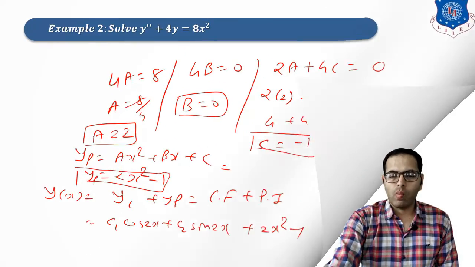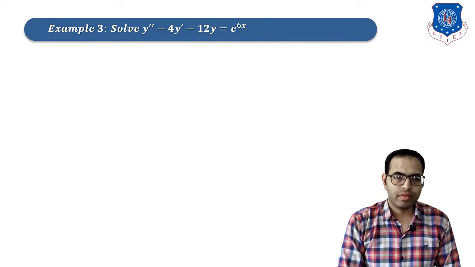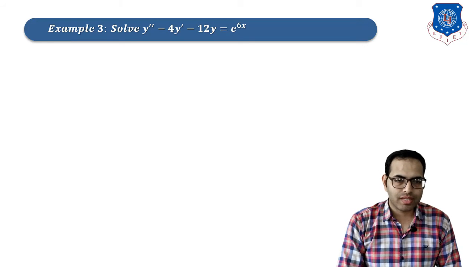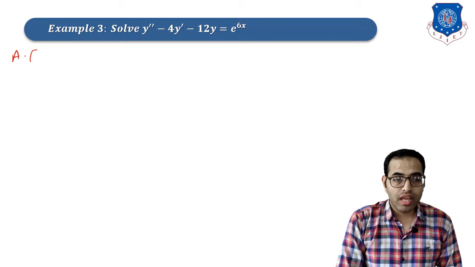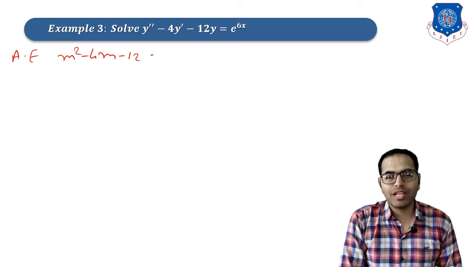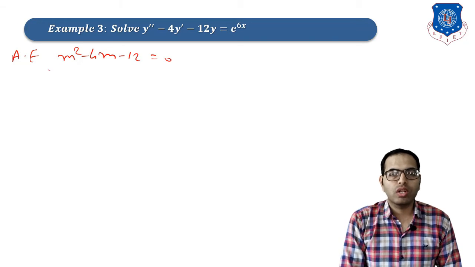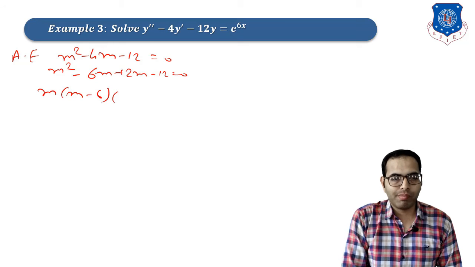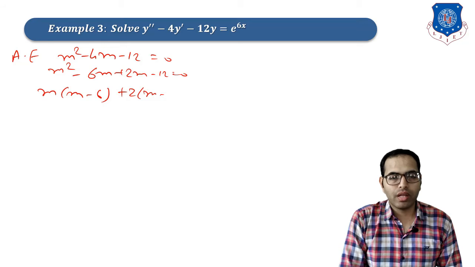Let's move on to one more example. Solve y double dash minus 4y dash minus 12y equal to e raised to 6x. Firstly, the auxiliary equation is m square minus 4m minus 12 equal to 0. Then, 6 twos are 12, so m square minus 6m plus 2m minus 12 equal to 0. Then m is common out, m minus 6, plus 2 is common out, m minus 6 equal to 0.